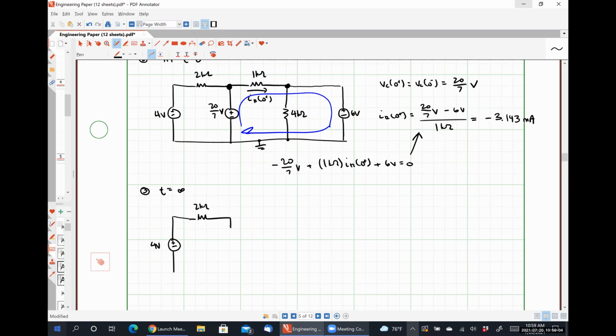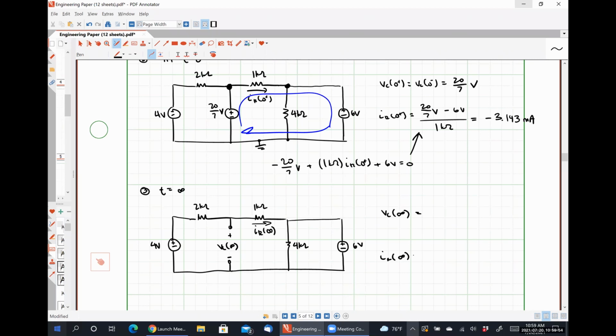So we have a 2 kilo ohm resistor here. We're going to have some capacitor voltage VC at infinity. We have a 1 kilo ohm resistor here, 4 kilo ohm resistor here, and then our 6 volt source here. And connect all these like so. Here is our current IR at infinity. We need to find VC at infinity and IR at infinity.